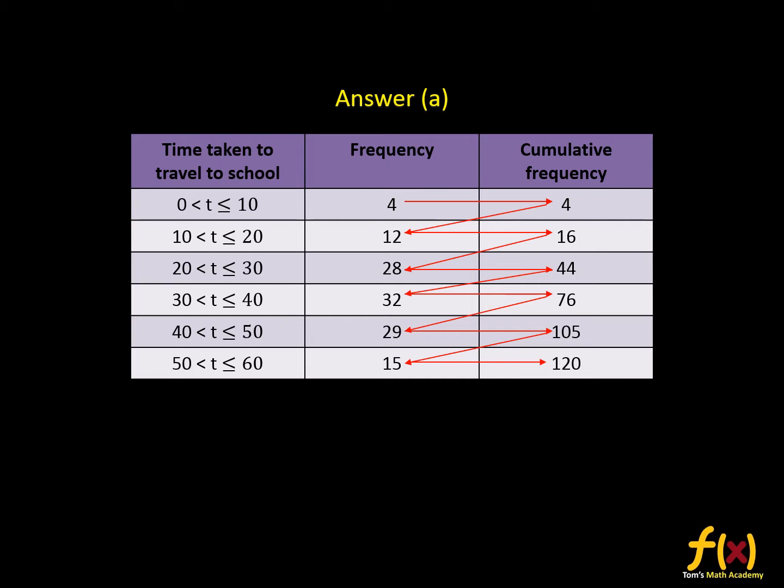You must look at the last number, it is 120. Also, the total of the frequency will be equal to 120. If you don't get 120 as the last number in the cumulative frequency table, you must go back and check for the mistake.